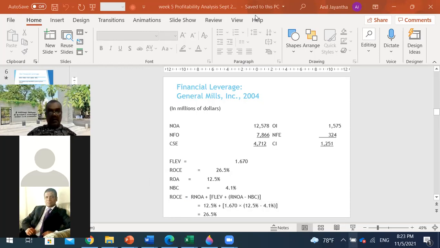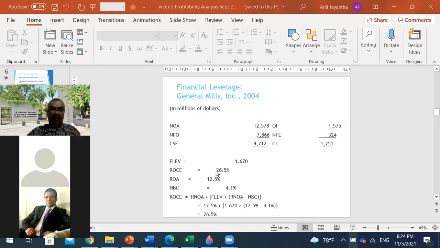Yeah, calculate the other one. NBC, do you get this value or not? What is 4.11? How did you get it? Net financial expense divided by net financial obligation. Okay. Now, having all those numbers, you can now interpret.